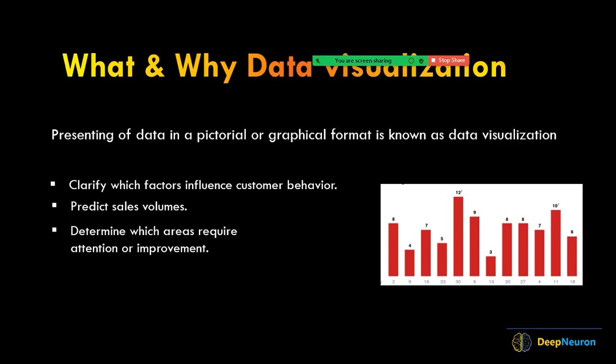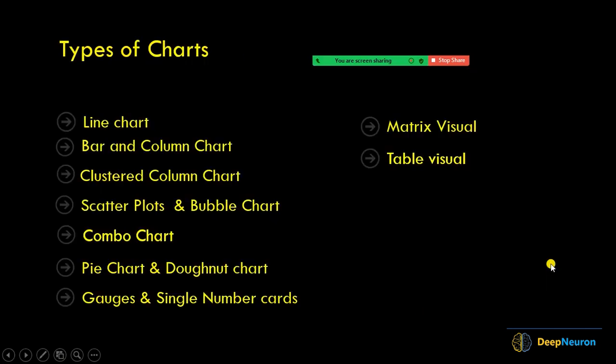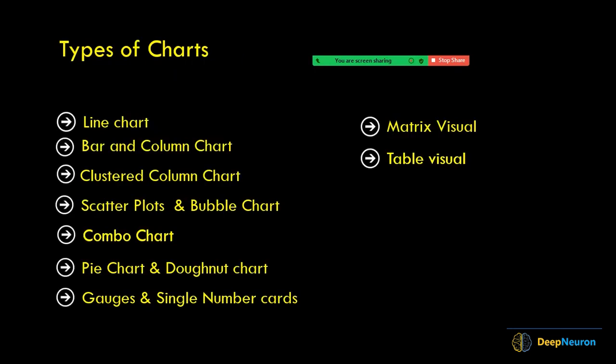And there are a lot of other examples, like for what reasons customers are not purchasing with us of late. You can do some kind of analysis like this. You can extract a lot of insights by visualizing the data in chart forms. There are different types of charts available: line chart, bar chart, column chart, clustered. These are the charts available.